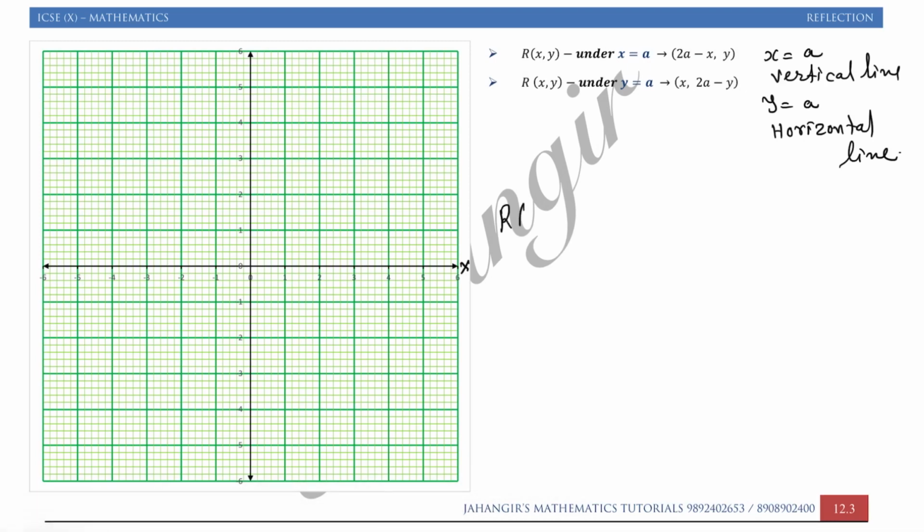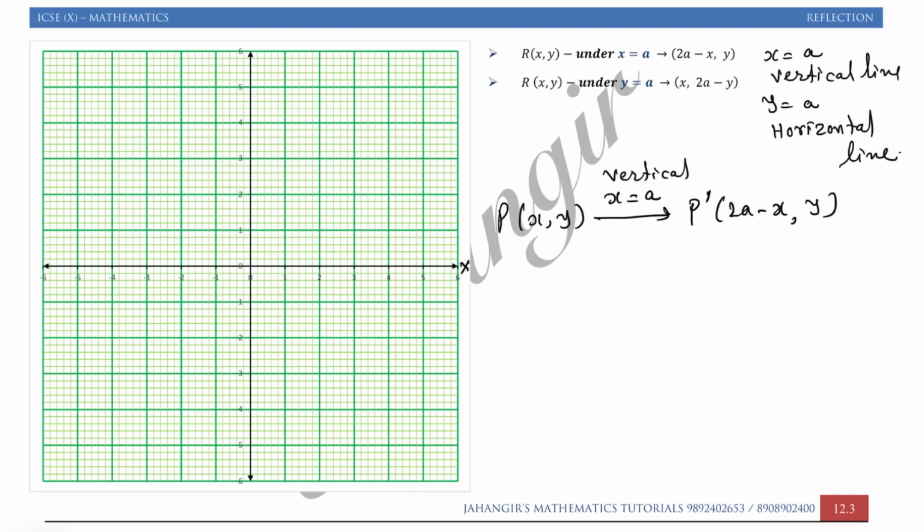So when (x, y) is reflected in x = a, let's say I call it P, then P' will become (2a - x, y). When it is reflected in a vertical line, the x coordinate changes and the y coordinate remains the same.